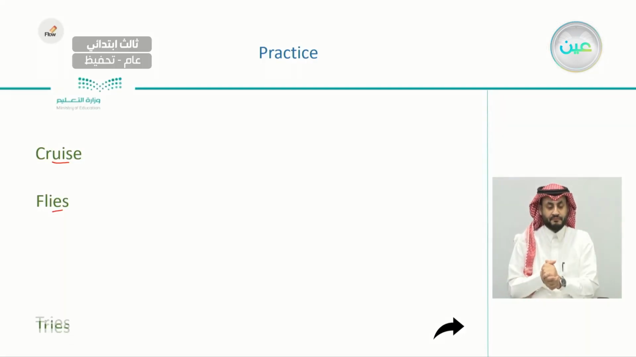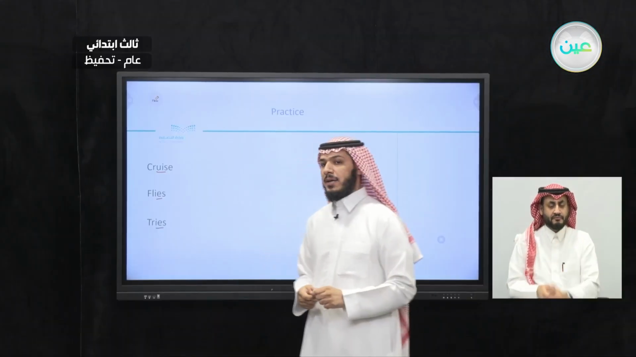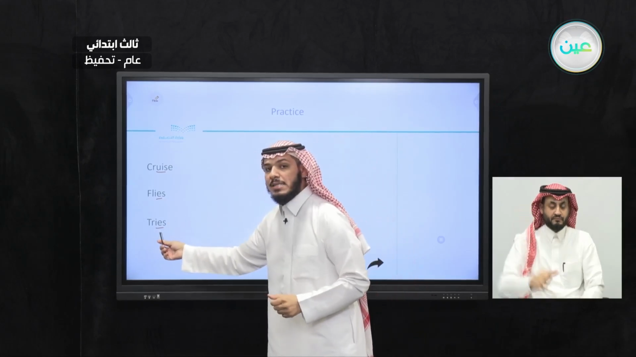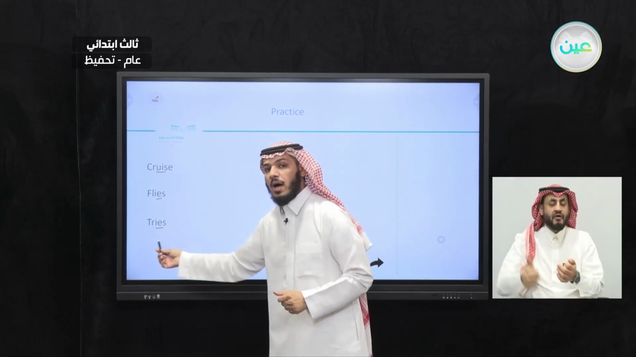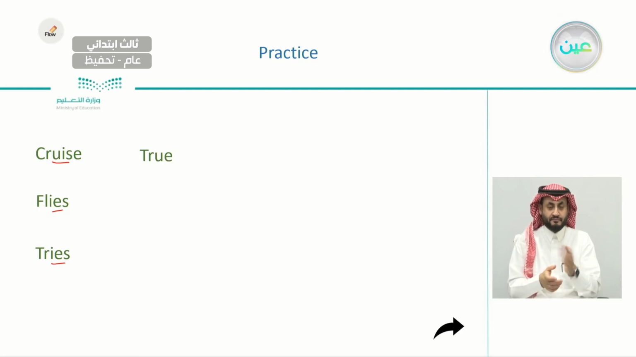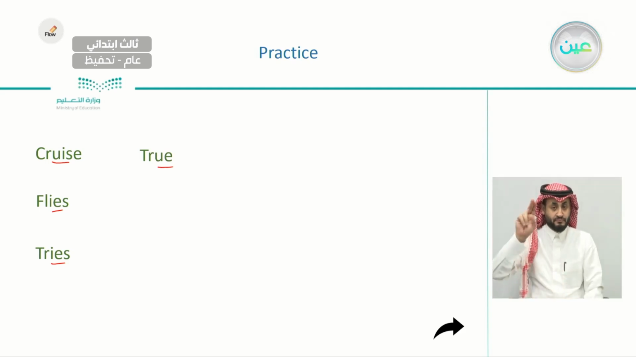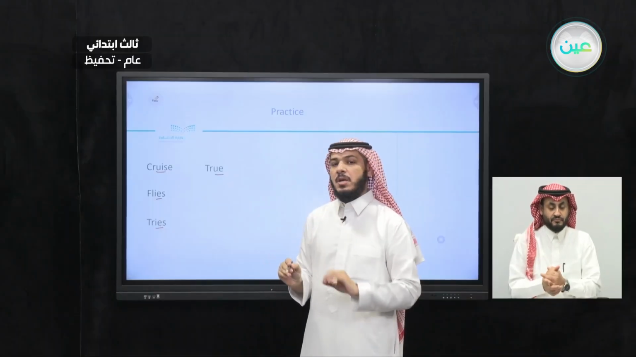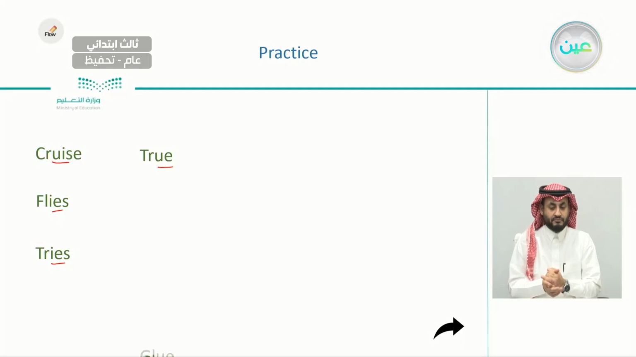Excellent. Okay. What about this word? Yes, we have I and E. How can you read it? Yes, try. We have tries. Perfect. Tries. Excellent. Okay. What about this word? We have U and E. How can you read it? Yes. Is it try? No, it is true. Yes, that's right. It is true. Okay. So we have UI and UE, the same pronunciation. Okay. So we have true.